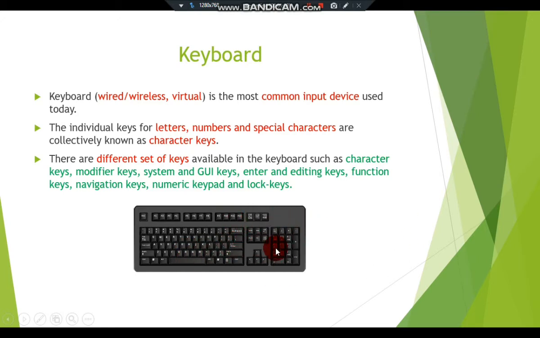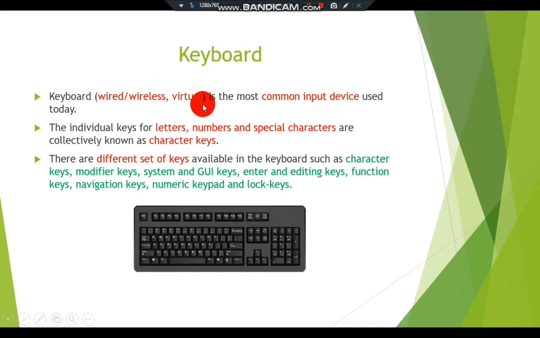Okay, now you can see the points about keyboard. Keyboards are the most common input device. This is an important one mark question also. They will ask one mark questions like this: dash is the common input device. What is the answer? Keyboard is a common input device.